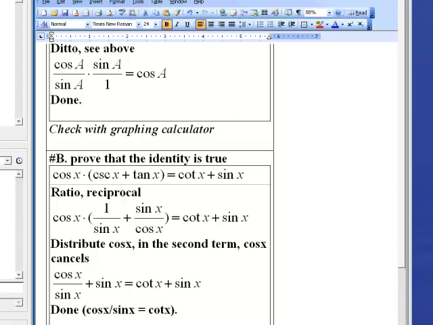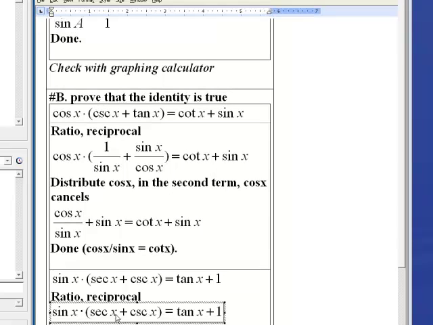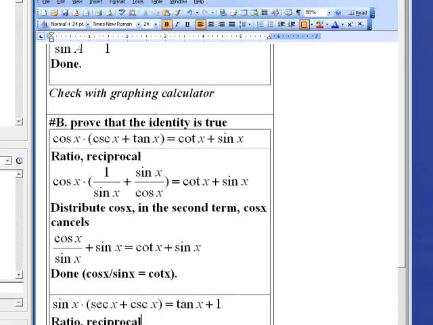Okay, this one again here, I almost said virtually the same, but not quite. There's a 1 here in the end, so we'll see what happens there. Let's see. Again, probably the same here, ratio and reciprocal. So here secant is going to be 1 over cosine. Cosecant is 1 over sine. There we go. Then distribute the sine x this time.